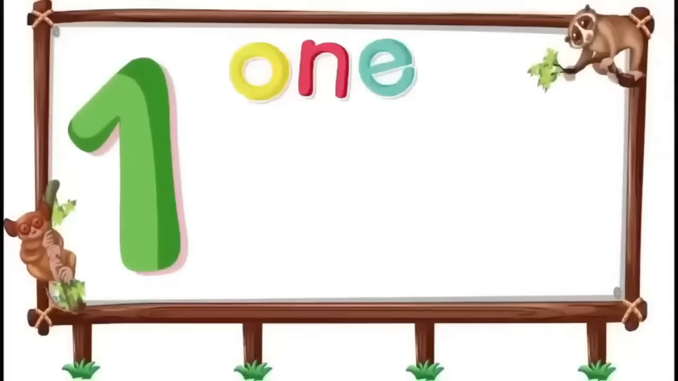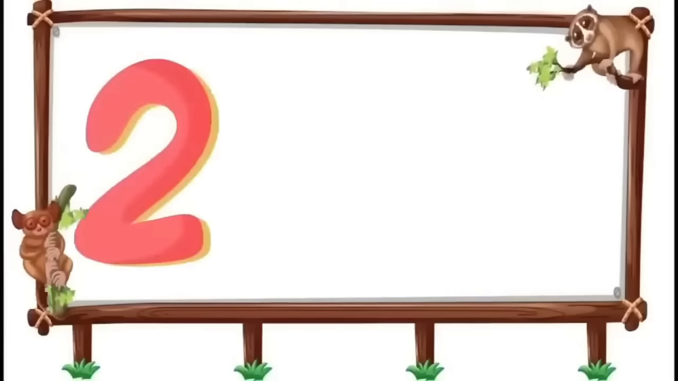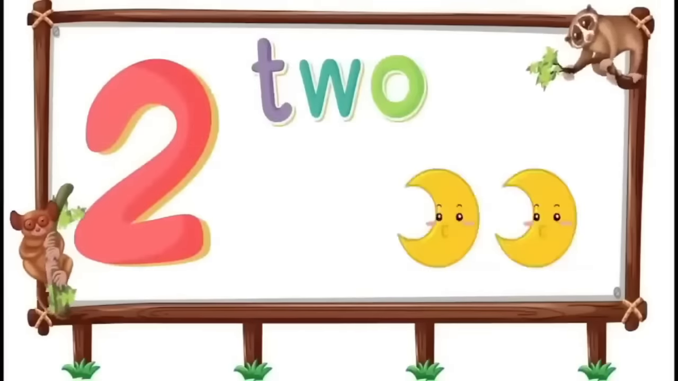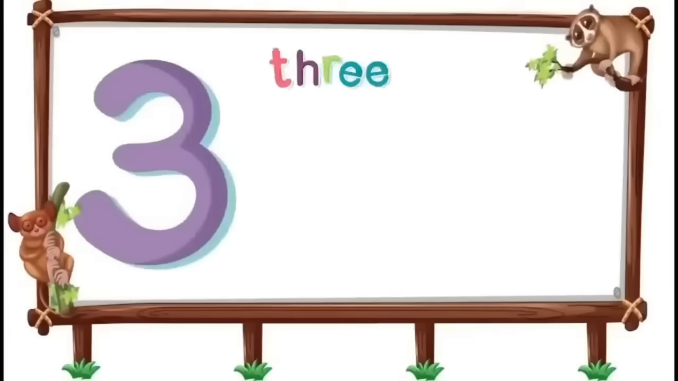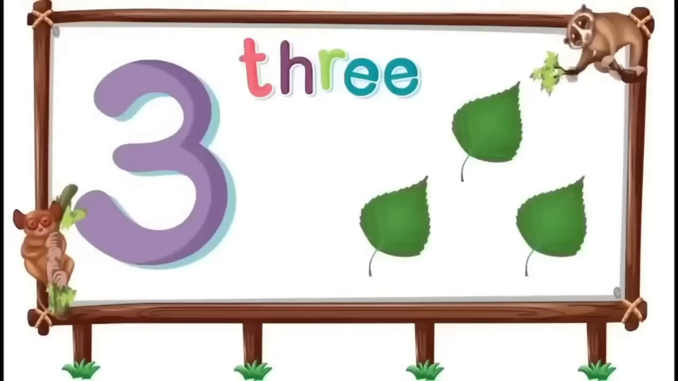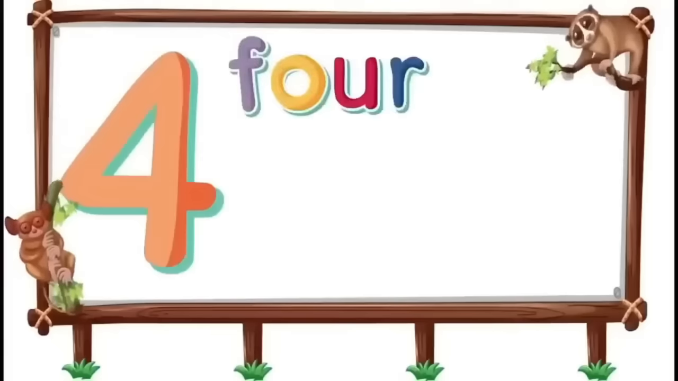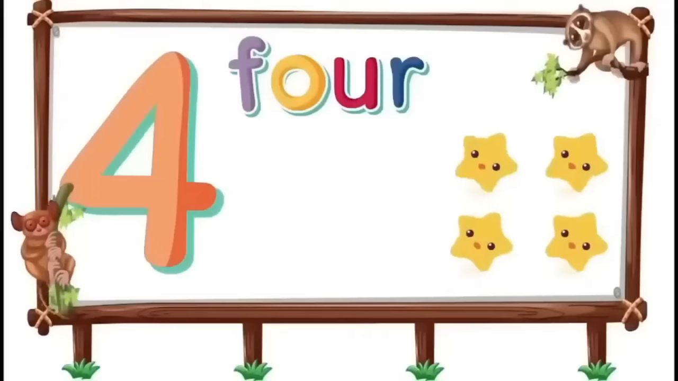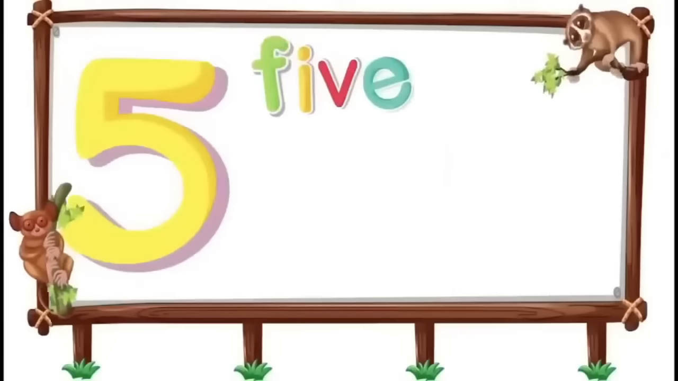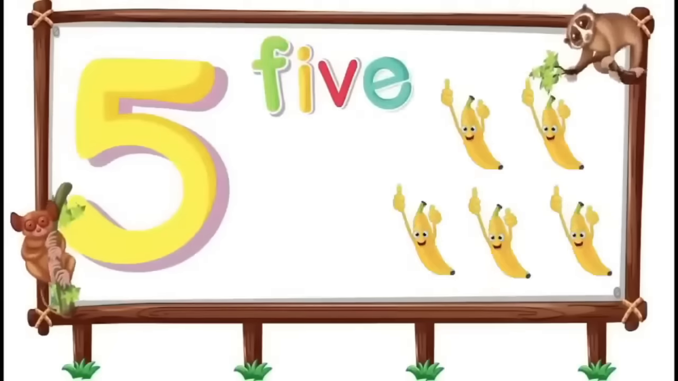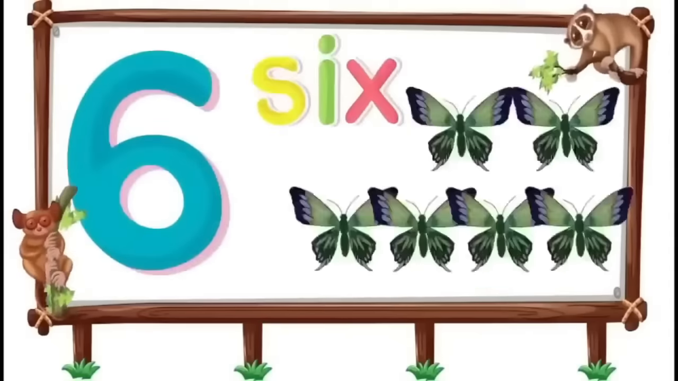One. One apple. Two. Two moons. Three. Three leaves. Four. Four stars. Five. Five bananas. Six. Six butterflies.